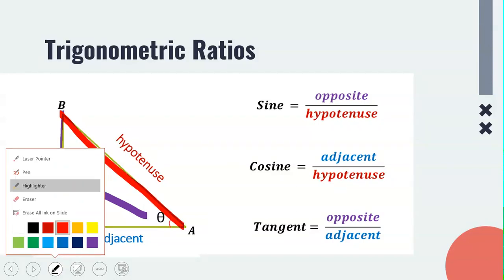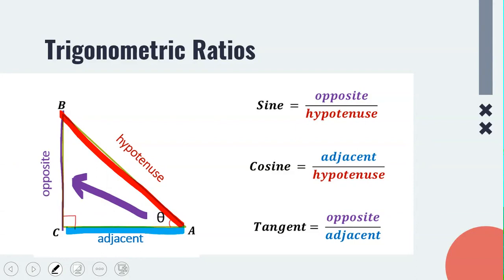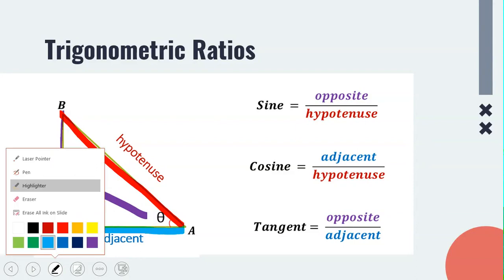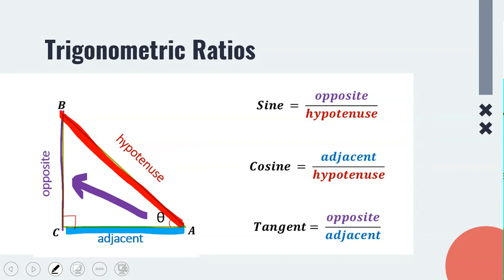Or if we're looking at cosine, that's going to be the adjacent side divided by our hypotenuse over here. Or if we're talking about tangent, that's where we're going to get our opposite side again, divided by our adjacent side. And these are all in relation to whatever angle we're looking at. Again, it's just that proportion of side lengths. And as I was saying in the previous slide, this can help us find missing side lengths. It could help us find the missing angle.